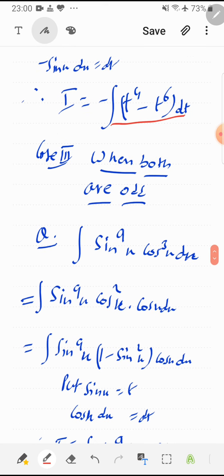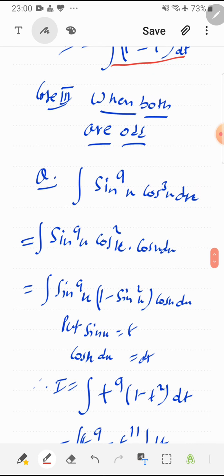Now when both are odd, in this case we can get the advantage that we can split the lower power out of sine and cos as one factor. Like cos cube, I am writing cos square x into cos. I could have done sine raised to the power 9 as sine raised to the power 8 into sine, but it is better if you expand the lower power.